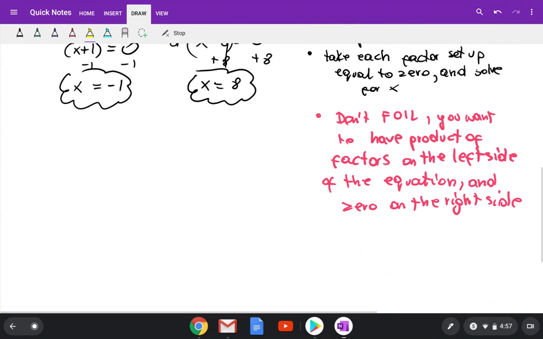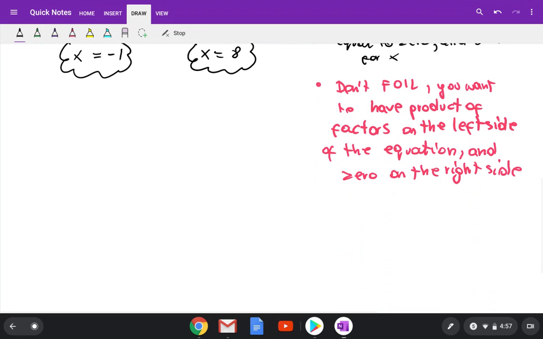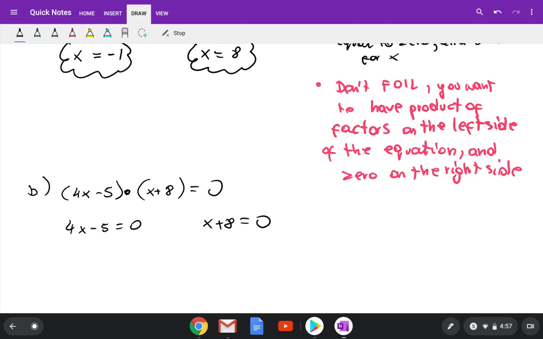So let's solve the second equation. Let's do B. Let's practice that. We need to solve x minus 5 times x plus 8 equals 0. So we have a product of two factors. We're ready to use the zero product rule. So we're solving two equations: x minus 5 equals 0, and the second equation, x plus 8 equals 0. Solve for x.